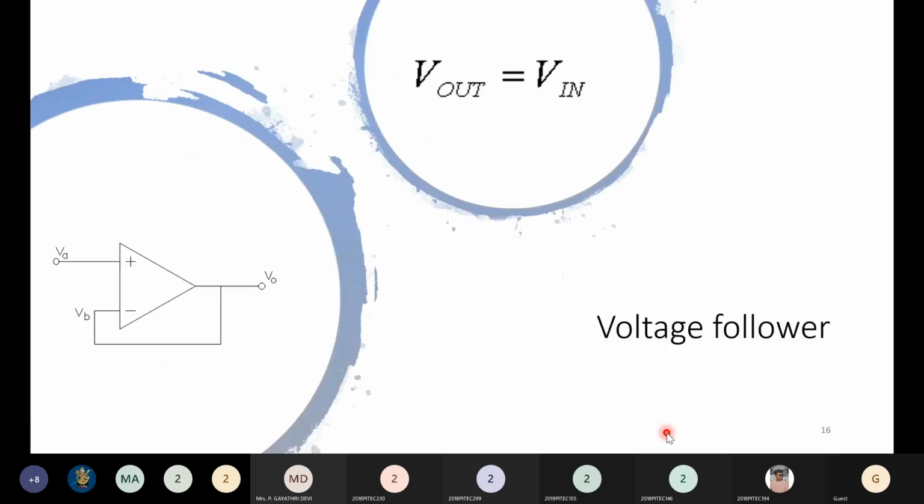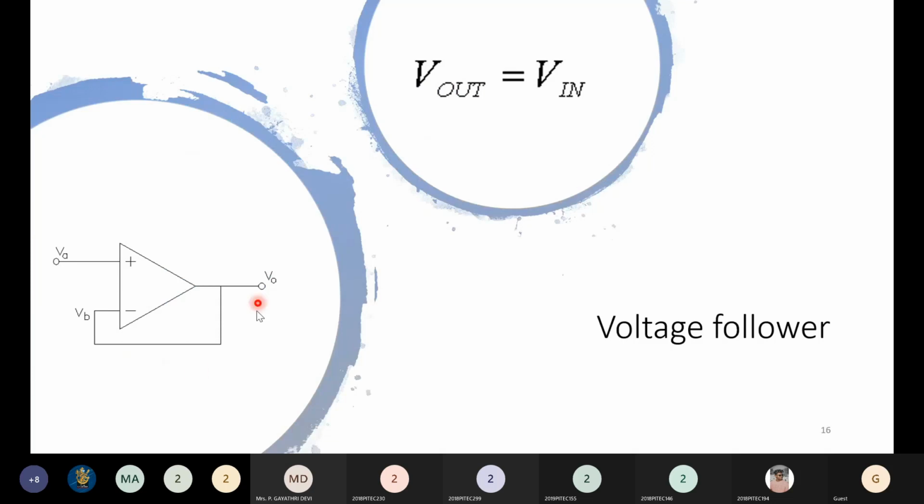Okay. And this is a voltage follower. We are just seeing the basic circuits of op-amp. So first one was inverting amplifier, second one is non-inverting amplifier, and now we are seeing a very important one, which is voltage follower. Very simple and important circuit. As the name indicates, voltage follower means output voltage is equal to input voltage. Whatever is my input voltage, the same will be the output voltage. Output follows the input. That's why we call this a voltage follower.